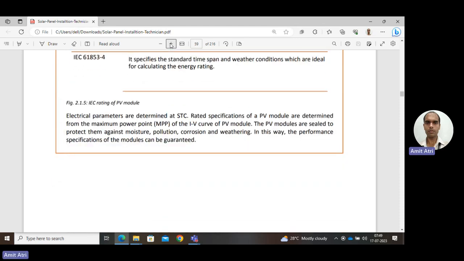Electrical parameters are determined at STC, standard test conditions. The rated specifications of a PV module are determined at the maximum power point of the current and voltage curve of the PV module, the point at which the maximum power is available at a specific current and a specific voltage. PV modules are sealed to protect them against moisture, pollution, corrosion, and weathering. In this way, the performance specification of the module can be guaranteed. It should be totally isolated by glass, which is why the glass is there. The base is made strong so that wind cannot distort it. It should be protected from rain, flowing dust, and all these types of environmental conditions.